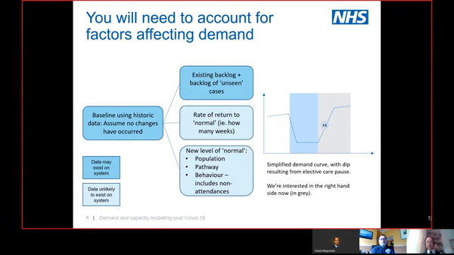Now, for both baseline historic demand and for your backlog, we can do something in terms of looking at the data to get an idea of how big that might be. There are some other aspects which we probably won't have the data for. So things like what will the rate of return to a normal baseline level actually take? So that could be a relatively short period. It might actually spread out and take a bit longer.